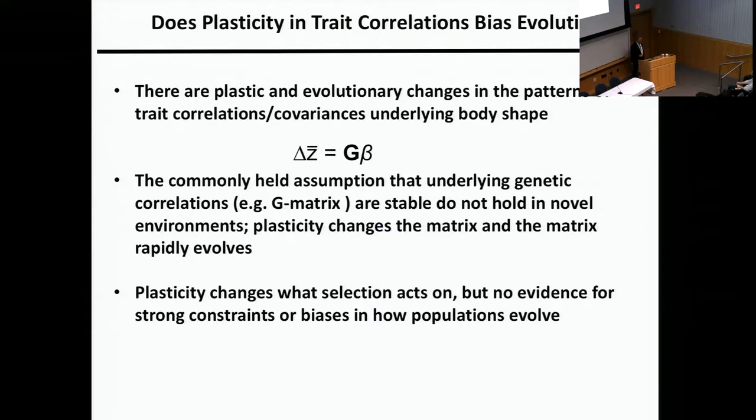So plasticity can change trait correlations. This potentially has consequences for the evolutionary response, but this is, I think, a really wide open area that needs to be sort of investigated more before we can make any kind of broader generalizations.